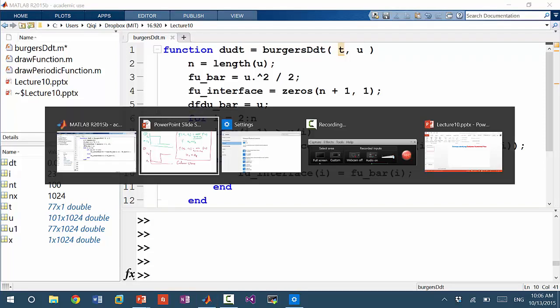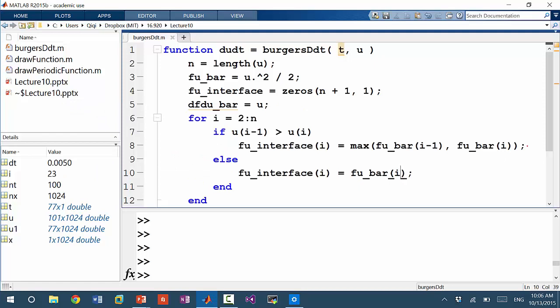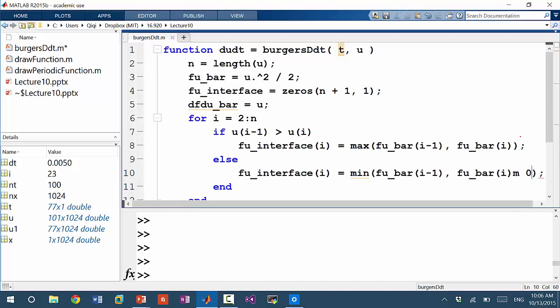So the other case is I should be taking the minimum. And the minimum can actually be three values. It can be one of these two values or 0, right? Because the minimum of this u squared over 2 function can be at 0 or one of these two ends. So these are the three values I need.